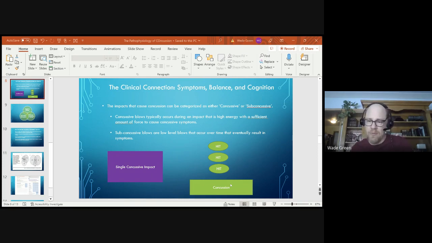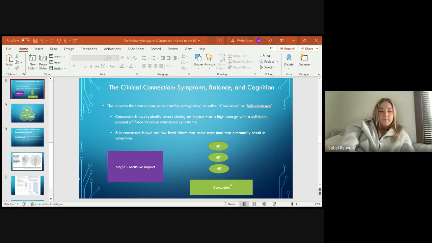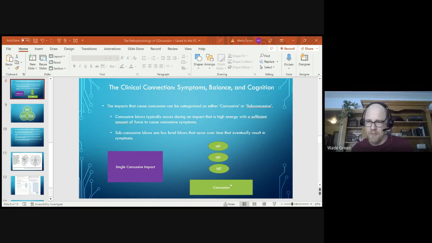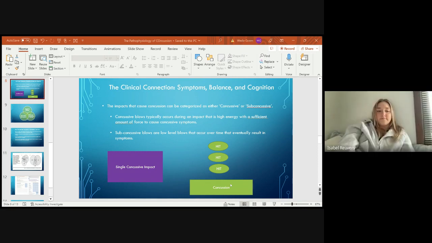Another way that's been reflected in some of the research and literature is looking at soccer headers. Actually, soccer players reporting concussion symptoms after heading the ball continuously, right? So does that make sense? Yeah. Okay. Is that helpful as far as that explanation? Yes. Cool. All right.